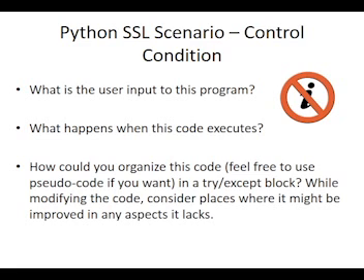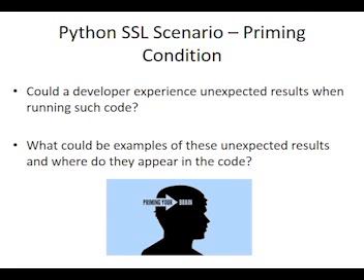With the priming condition, where we prime the developer, we gave all these questions, but in the end, we asked, could a developer experience unexpected results when running such code? And what could be examples of these unexpected results? So we didn't explicitly say security or attacks or malicious, but we cue the developer that something might go unexpected, something that you haven't thought of when you were coding or analyzing this.